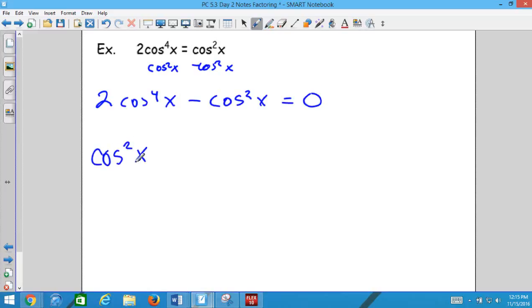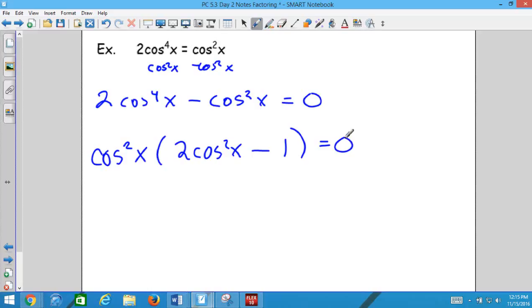So factor out the cosine squared x, and we get 2 cosine squared x minus what gets left over here? 1. If you have 2 terms and you take out something, you should still have 2 terms. You can't just drop that minus sign, pretend it doesn't exist. There has to be a placeholder there. So if you're going to distribute it back in, it would equal. All right. So we've got it factored.